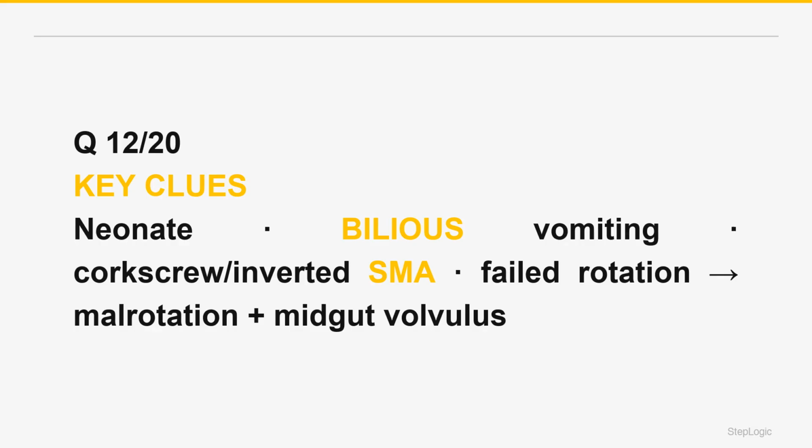Embryologically, the midgut normally herniates out, rotates 270 degrees counterclockwise around the superior mesenteric artery, the SMA, returns to the abdomen, and fixes with a broad mesenteric base. In malrotation, this rotation and fixation fails, leaving the bowel on a narrow mesenteric pedicle and the cecum malpositioned. The narrow base lets the midgut twist around the SMA, a volvulus.